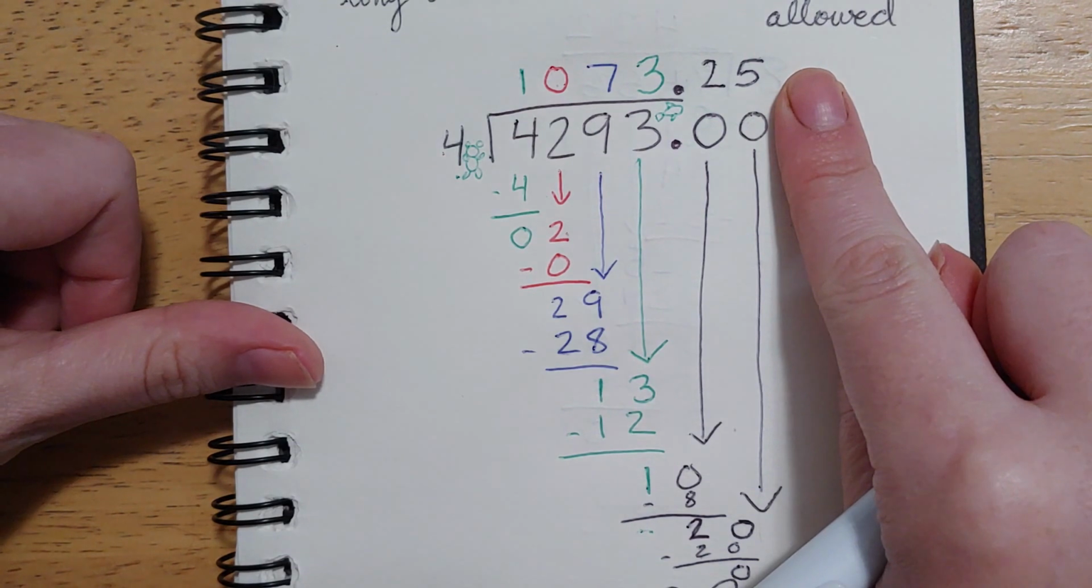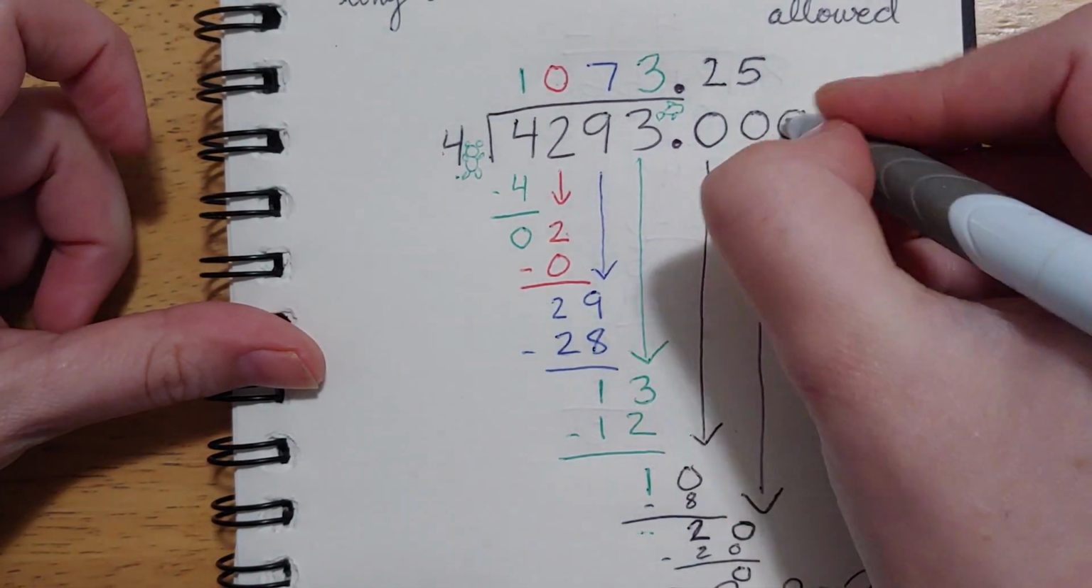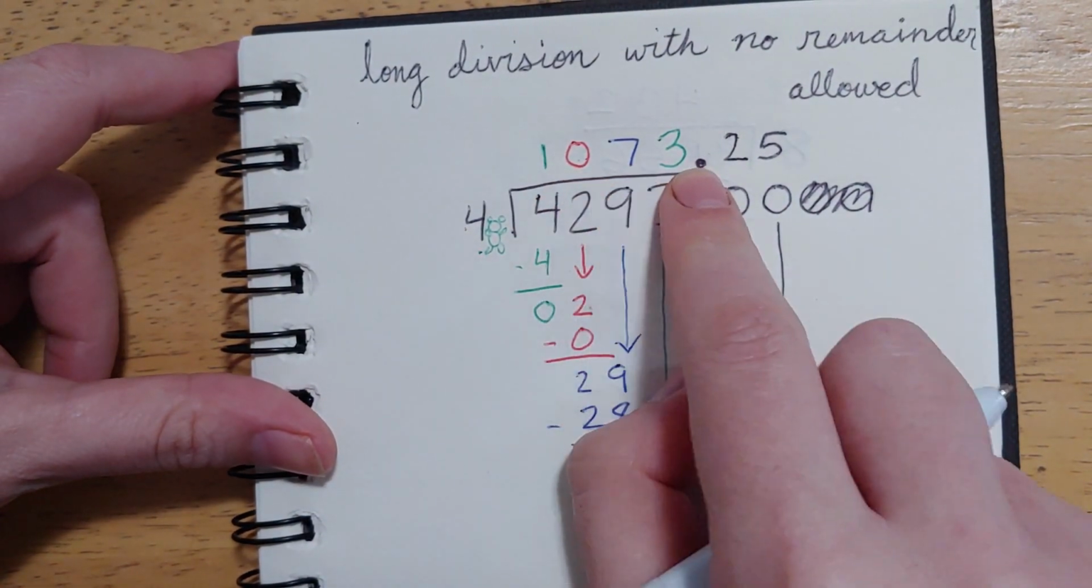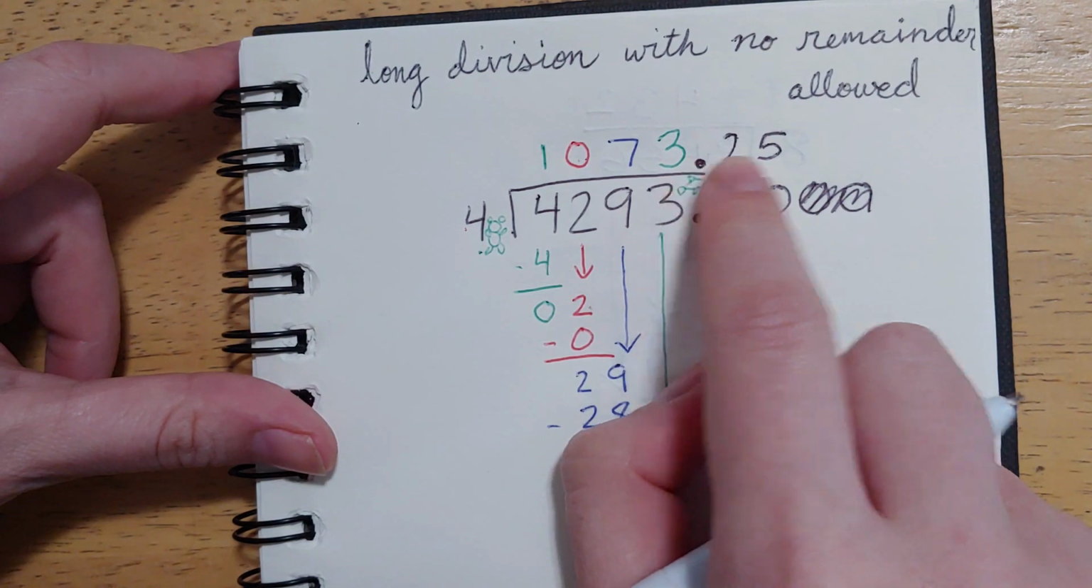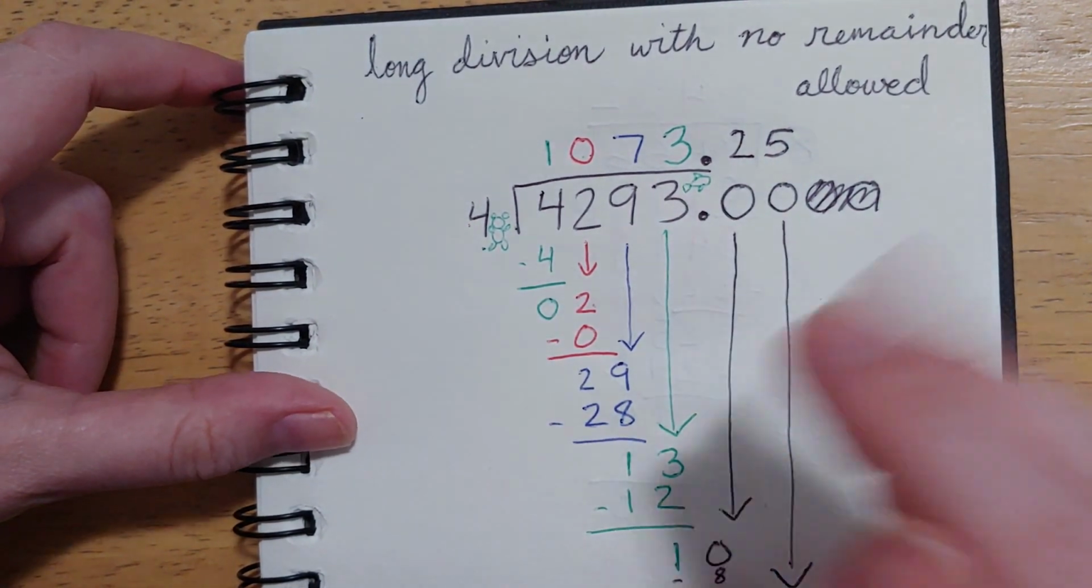We can ignore these guys. And normally I wouldn't write them. I would only put a 0 each time I needed it. So let's just scribble this out. Let's check. 1,073 and 25 hundredths, or how some people would say it is 0.25.